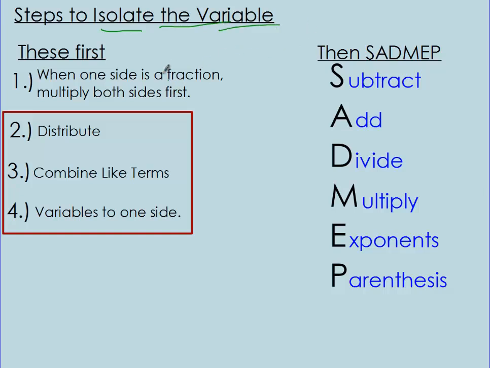And then we said there were a few extra things that you do before you do the reverse order of operations. The first one we talked about was the fractions. Now there are three other ones that we're going to talk about today: distributing, combining like terms, and variables on one side. These are all things you should do before you do the subtract and add and divide and multiply.